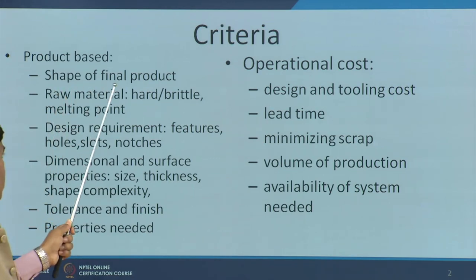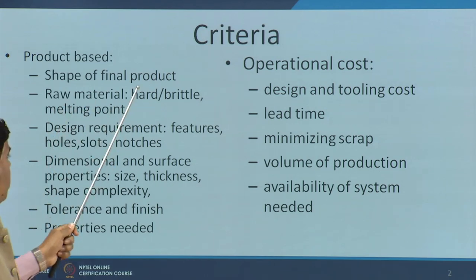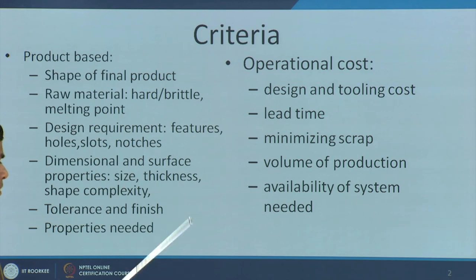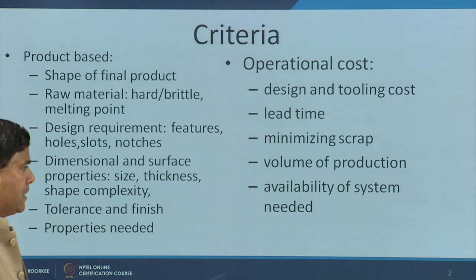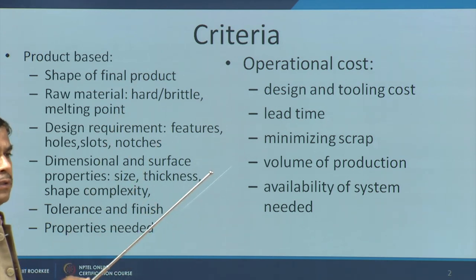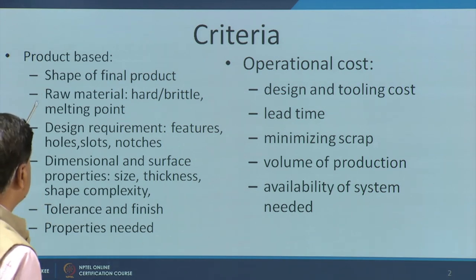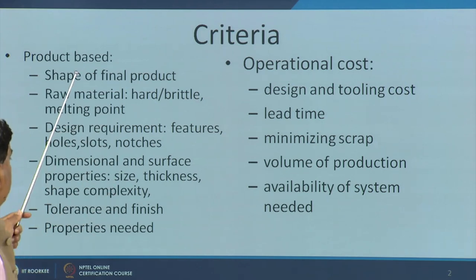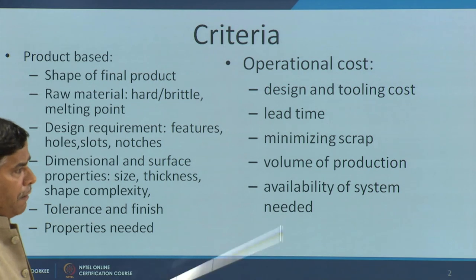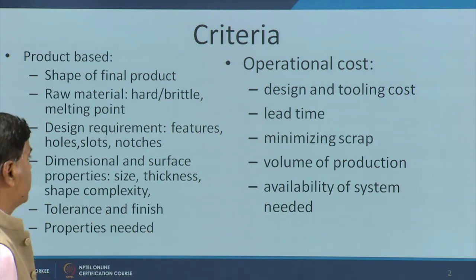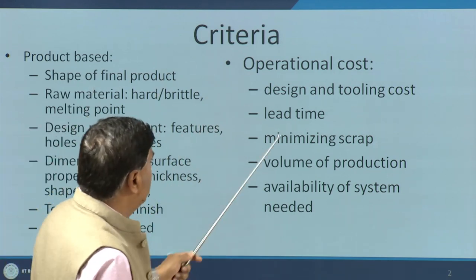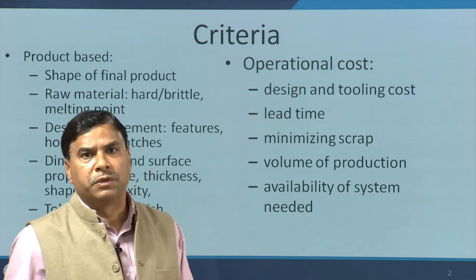If we see the shape of the final product, the raw material to be processed, the design requirements like features, holes, slots, notches, etcetera to be achieved, the dimensional and surface properties in the form of size, thickness and shape complexities, the tolerance and finish to be achieved, and the properties needed in the components, like a very high strength to weight ratio or very good surface properties, where interior properties may not be that important. These are the properties that we need to achieve in the product, which can be made by any of the processes or by a combination of certain processes, provided that it is achieved at minimum possible cost and minimum harm to the environmental conditions.